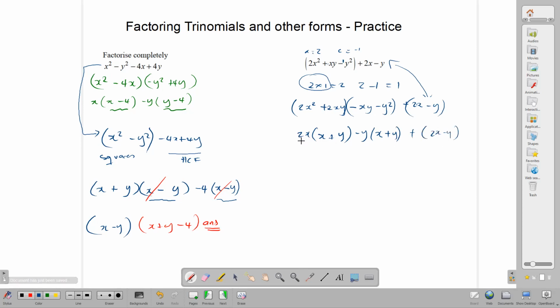Now let's put these in brackets. We have the outside factors 2x minus y in bracket, and we have the other bracket x plus y. Now these two don't have anything in common, so we can just use our universal factor of 1 to write it as a product.